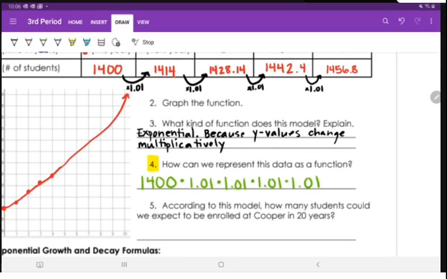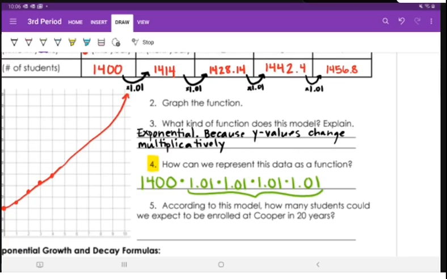If I wanted to know how many students we'd have in year 10, I would multiply 1.01 in 10 times. So this is a pattern that kind of repeats itself. And that's going to help us. Well, what's another way to say 1.01 multiplied to itself that many times?